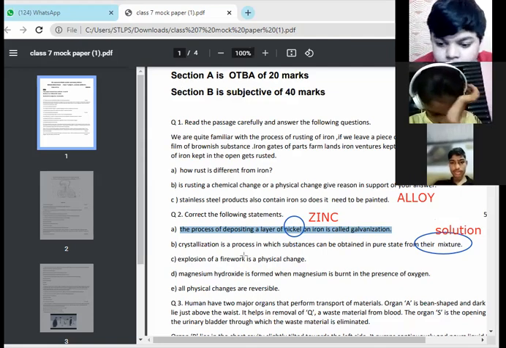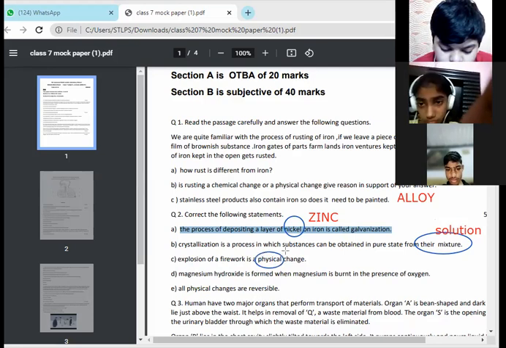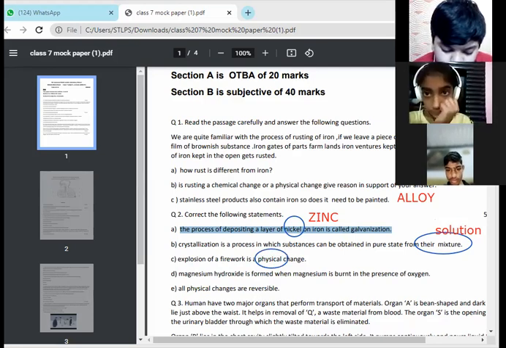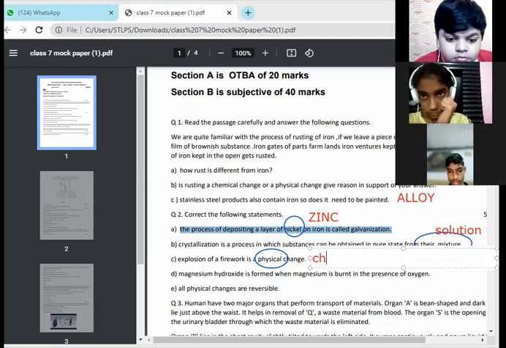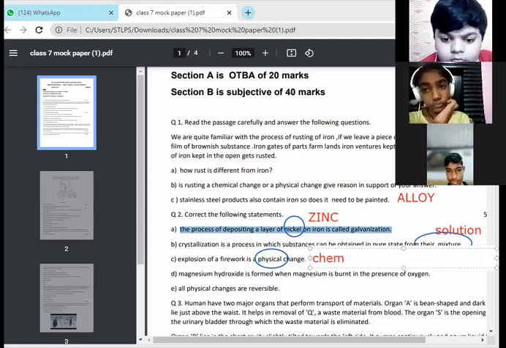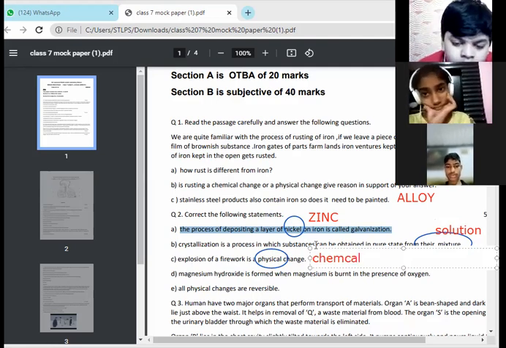Number C, explosion of a firework is a physical change. Do you agree? Is it a physical change? Explosion of a firework is a chemical change. You must have used fireworks, and the explosion of a firework is a chemical change.